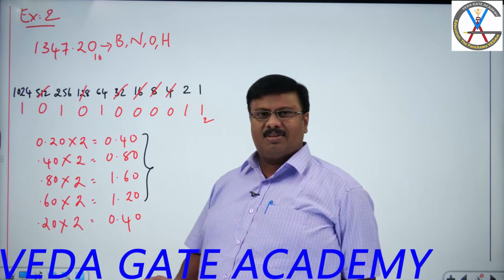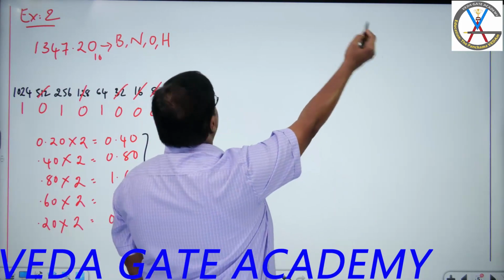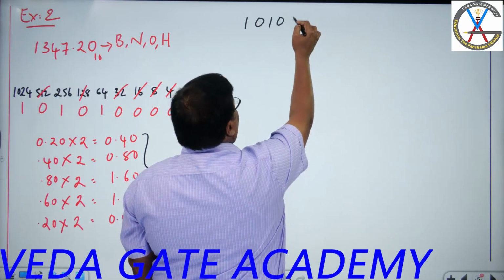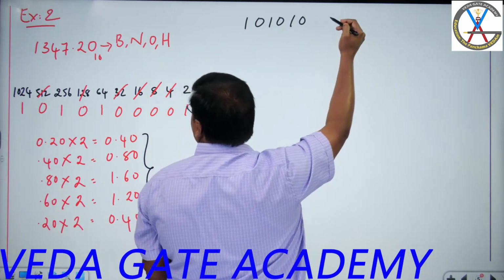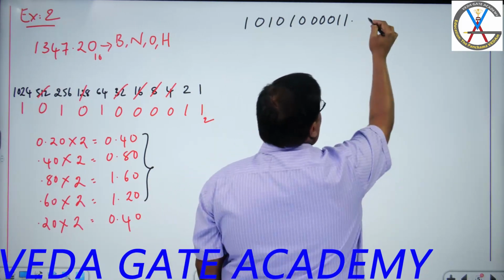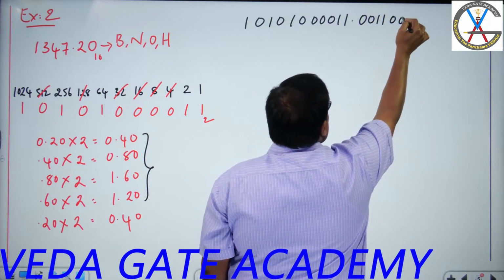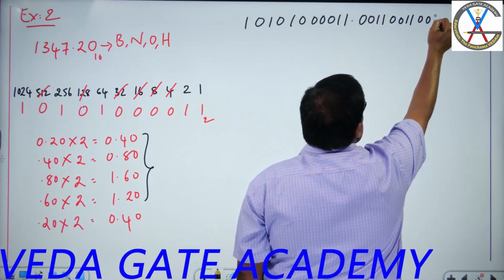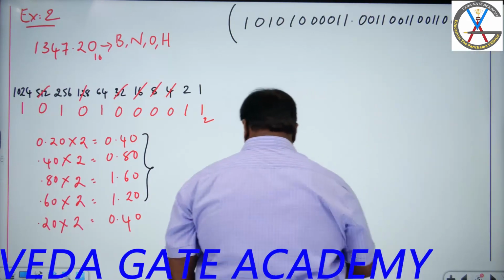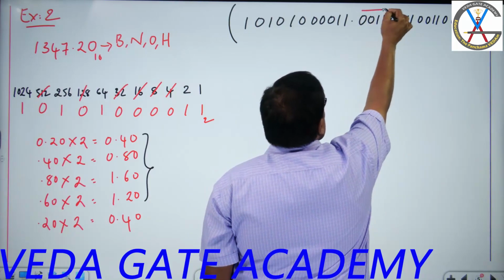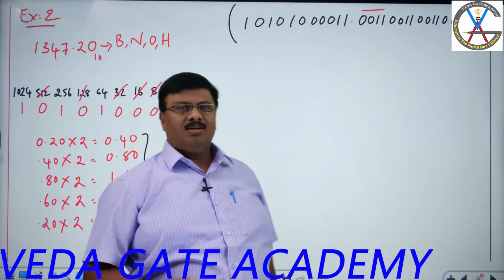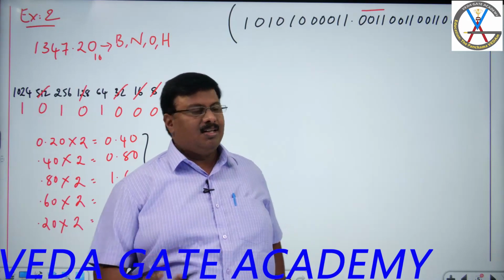Now, the overall answer for this question is the integer part together with the fractional part, where the repetition is 0011, never ending. From here, splitting into 2 digits for nibble, 3 for octal, and 4 for hexadecimal, you can easily do it.